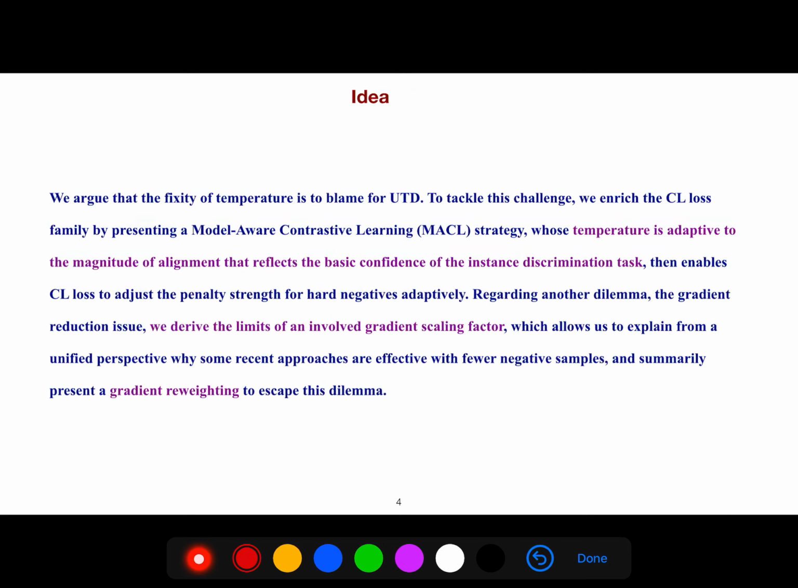We argue that the fixity of temperature is to blame for UTD. And so in the previous lecture, we were talking about varying this type of parameter, temperature, and seeing the effect of that on uniformity. So we enriched the CL loss family by presenting a model-aware contrastive learning, whose temperature is adaptive to the magnitude of alignment that reflects the basic confidence of the instance discrimination task, which then enables the CL loss to adjust the penalty strength for hard negatives adaptively.